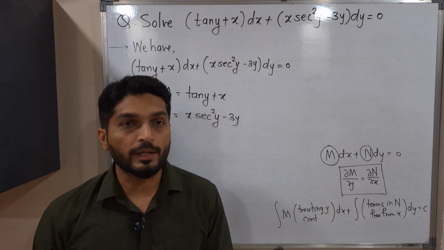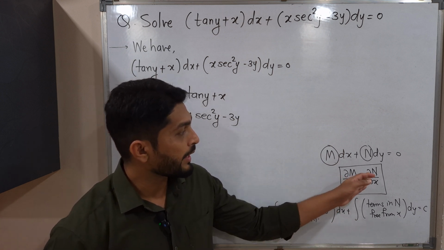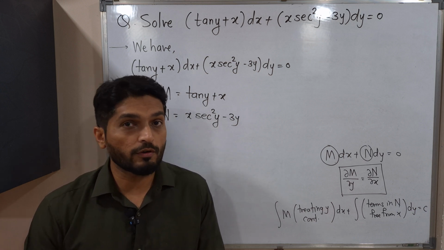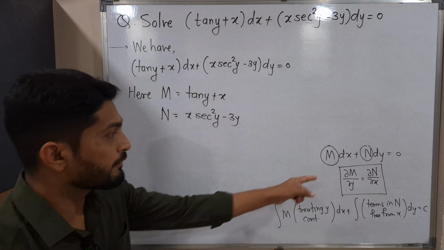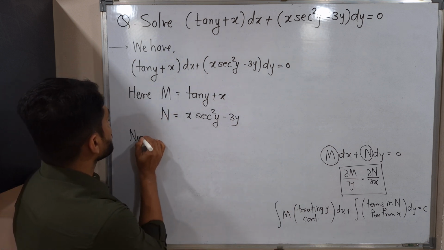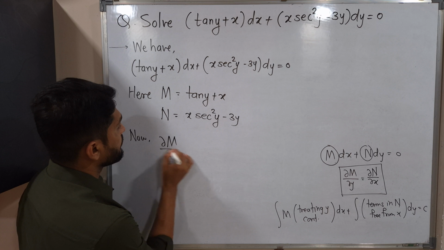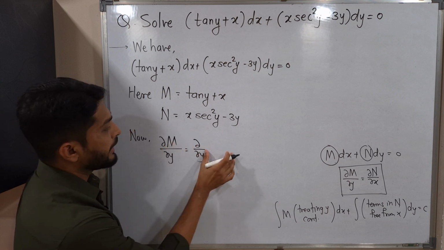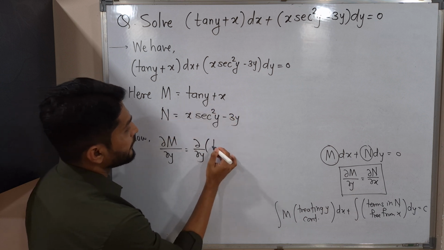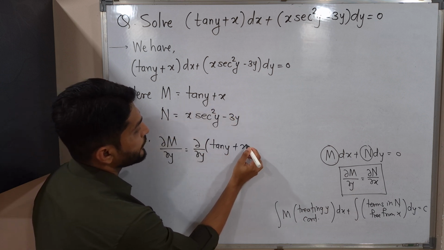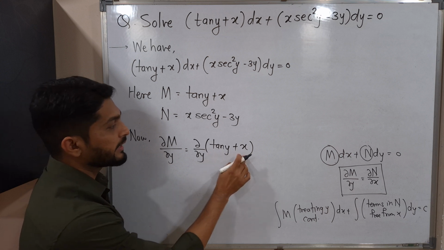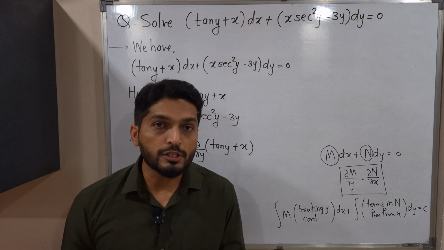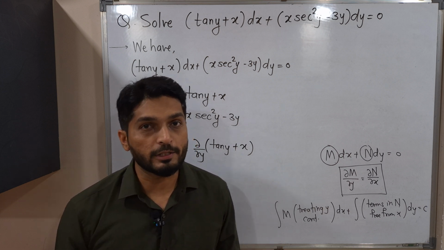Now I will check this condition: whether the partial derivative of M with respect to y is the same as the partial derivative of N with respect to x or not. For that, we need to know some basic formulas of derivatives. Let us find the derivative of M with respect to y. This is our M, tan y plus x. You can easily see two terms are there, first term and second term, separated by this addition. There is one rule of derivatives: if you have addition or subtraction, we take the separate derivatives. I will do the same.